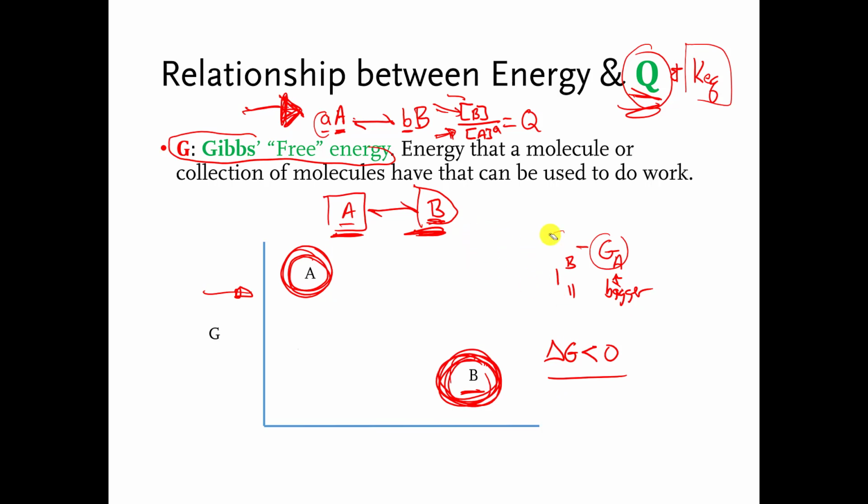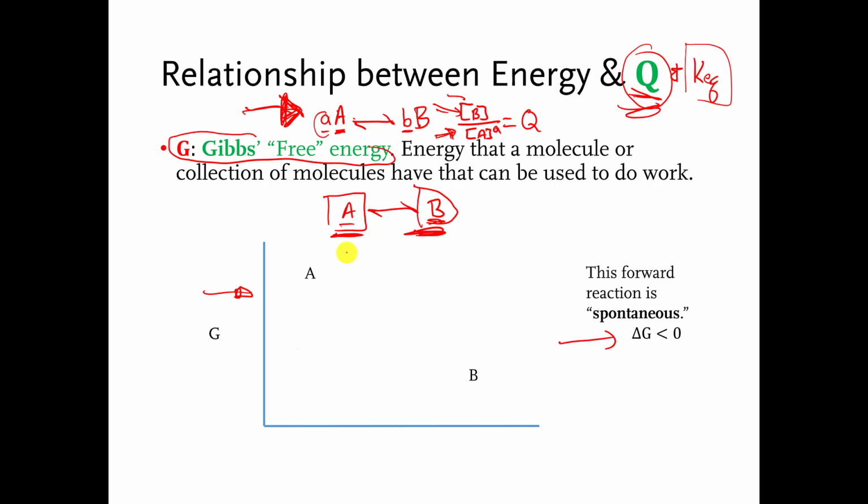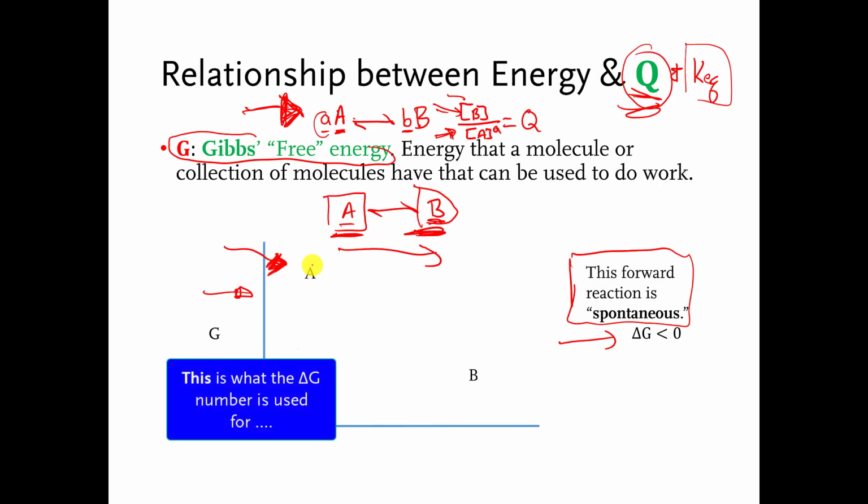And this has a special significance, or there's a special term associated with this. When you have a forward reaction where the delta G is less than 0, you say that the forward reaction is spontaneous. What that basically means is you don't have to add any extra energy to this reaction to have it move in the forward direction.